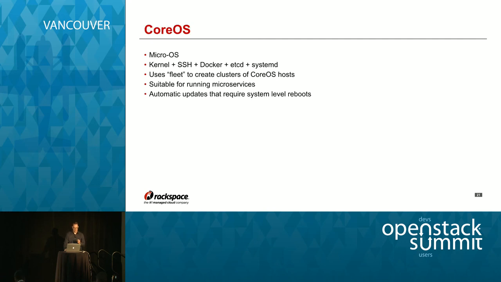CoreOS is a micro OS, meaning it's got just enough to run Docker, SSH, etcd, and systemd. That's it. So it's like a little tiny mini operating system that's good for nothing but starting up containers, essentially. Okay? CoreOS has another software called Fleet that you use to make a cluster of CoreOS nodes, which then you can distribute work onto. And this is suitable if you're running microservices. And you can set the hosts to automatically update themselves so that you're always running the most current version of code. If you decide to use that option, that can be tricky if you're running pets.